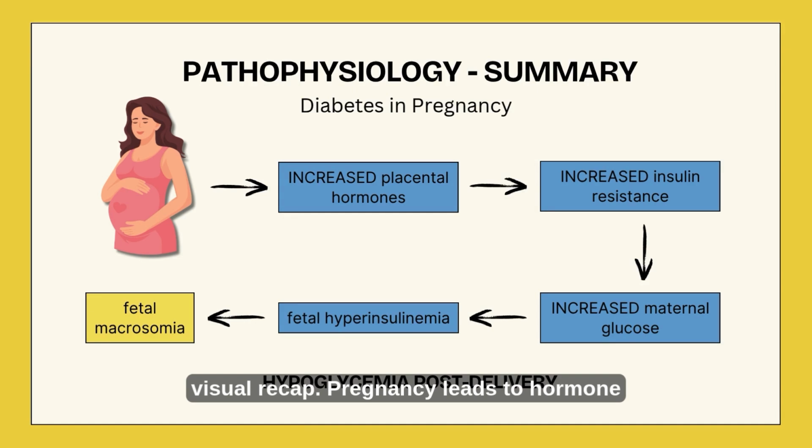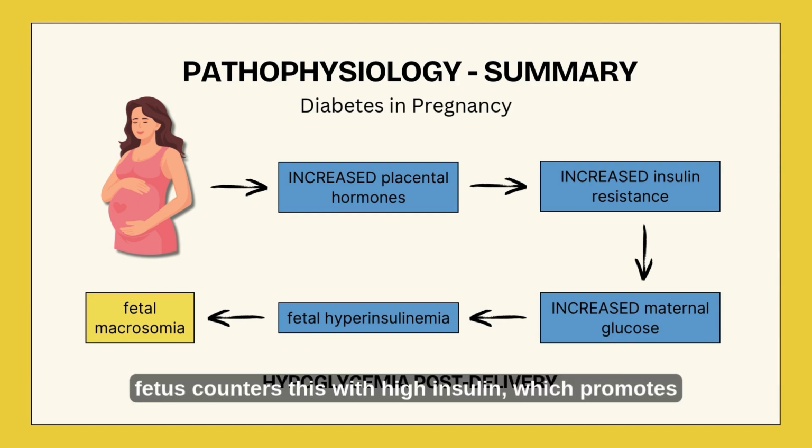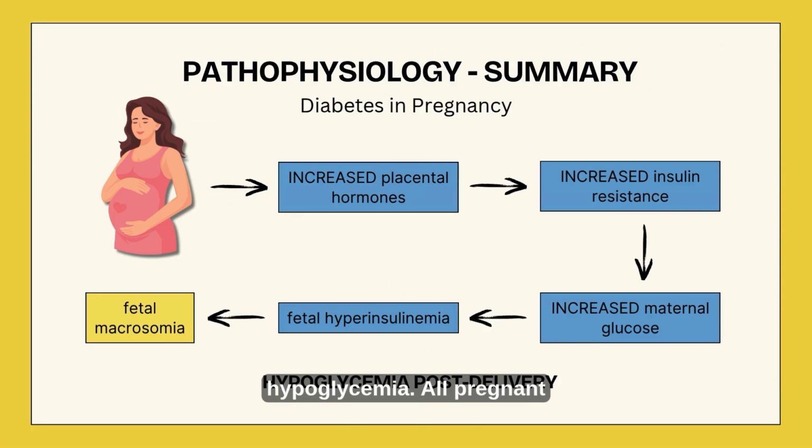Here's a quick visual recap. Pregnancy leads to hormone increases, which causes insulin resistance. That leads to higher maternal glucose. The fetus counters this with high insulin, which promotes overgrowth and risk for post-delivery neonatal hypoglycemia.